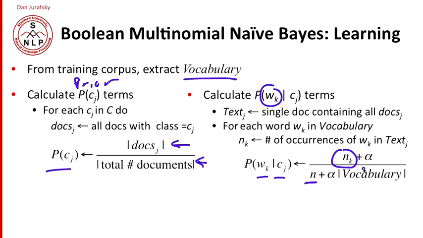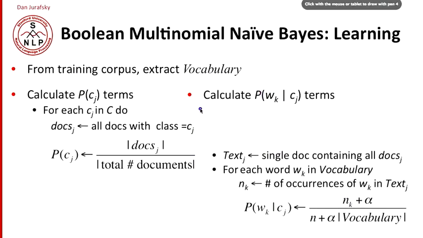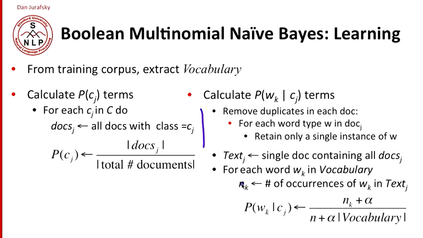And we're going to do the exact same thing with Boolean with one extra step. Before we do our concatenating of all the documents into one big document and counting all the words in it, we are going to remove duplicates. So for each document, for every word type, we're just going to retain a single instance of that word. So if a word occurred 5 times, we'll keep only 1 copy of that word. And then we'll concatenate all these documents, and then we'll do our counting and our add-1 smoothing and everything as we did before for naive Bayes. So that's our training algorithm for naive Bayes in the Boolean form.